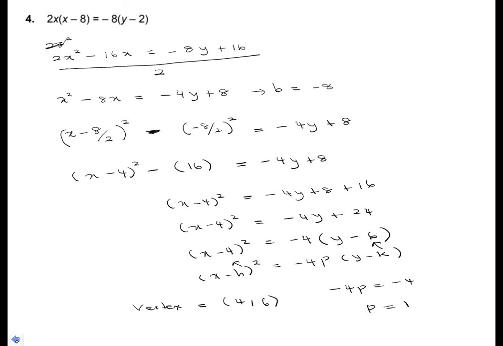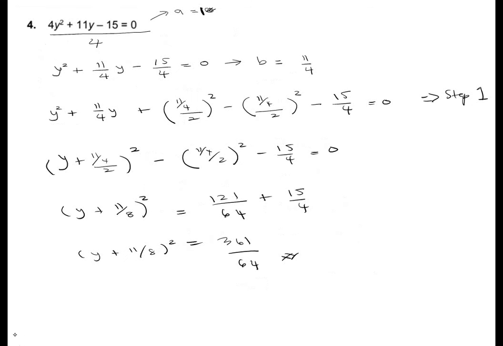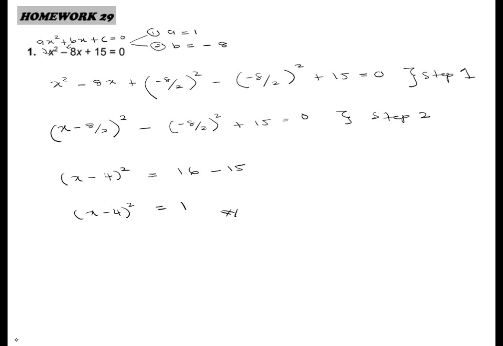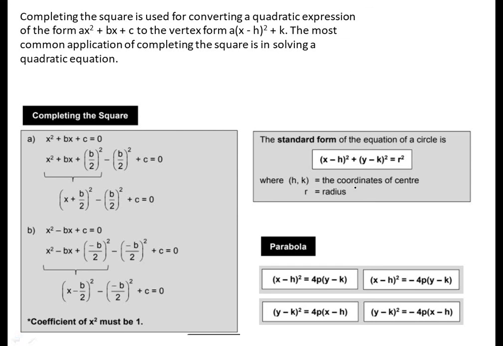This is because, let's go back to our first slide. The standard form of the equation of a circle is (x minus h) squared plus (y minus k) squared equals r squared. So we have two squared variables, x squared and y squared, in the equation of a circle.